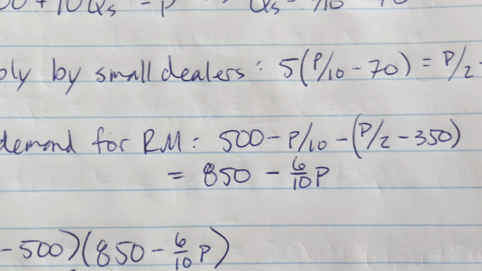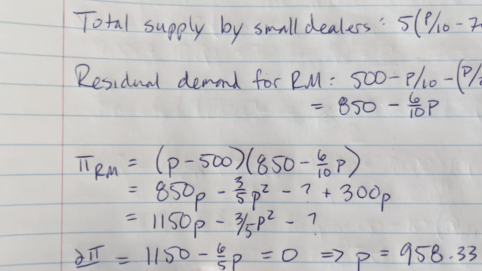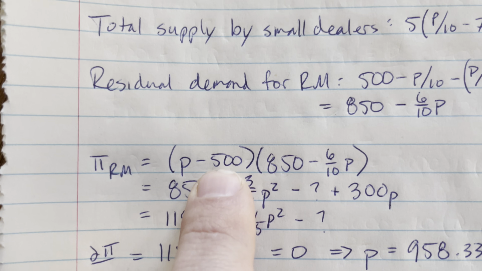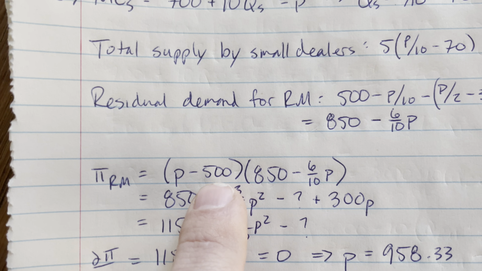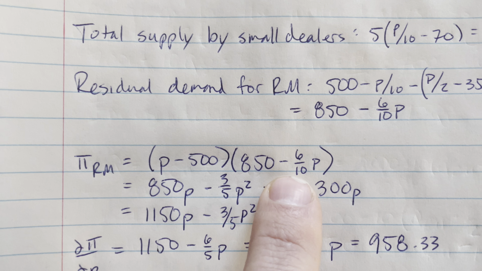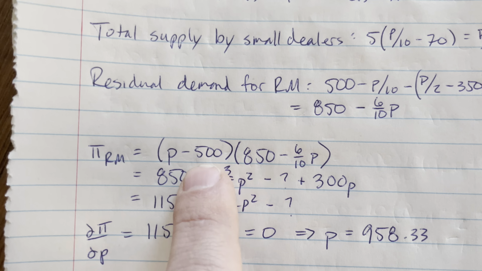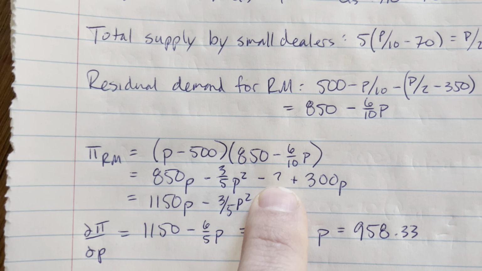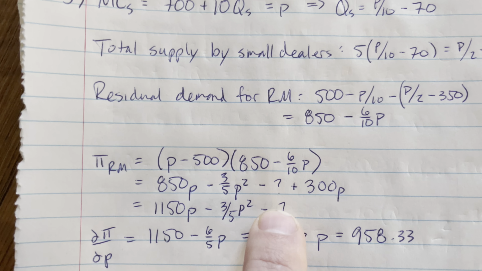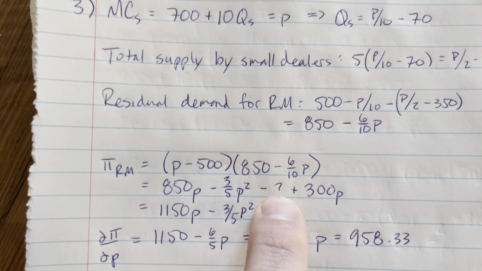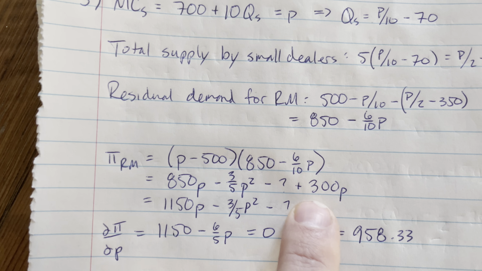Now, once we have the residual demand, we can construct their profit function. It's whatever price that they set minus their marginal cost, right? So this is basically marginal profit, the profit they earn on each unit. Here's their residual demand. So here's their profit function. This is just negative 500 times 850. I didn't want to bother calculating it since I knew it would drop out once I took the derivative, so I just left it as a question mark, but that's basically just negative 500 times 850. So there's the profit function.